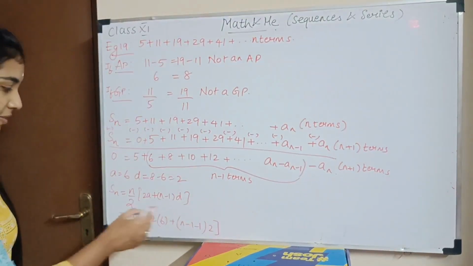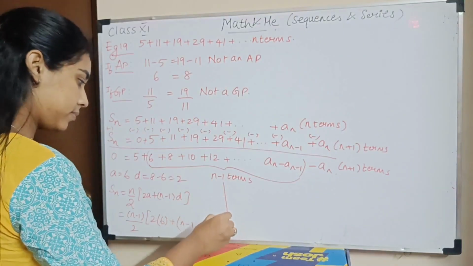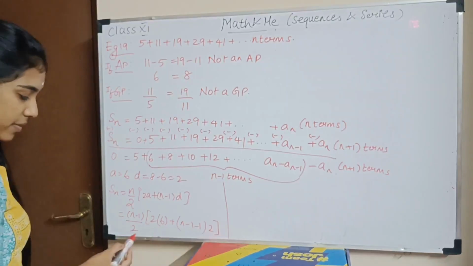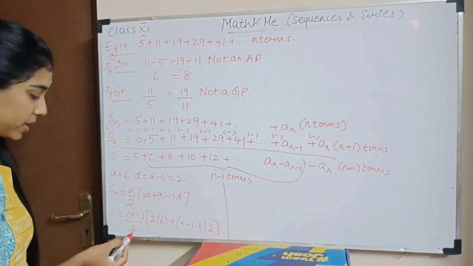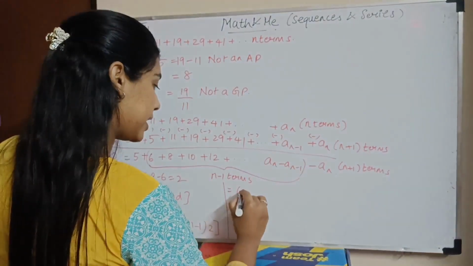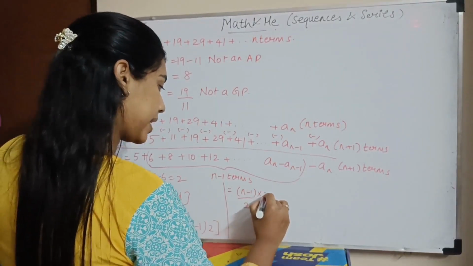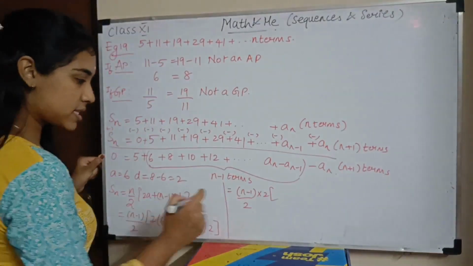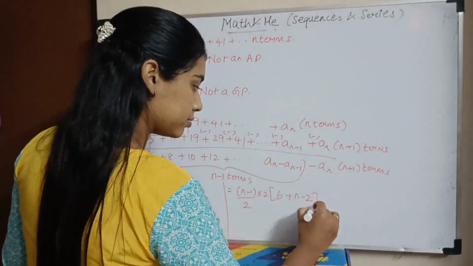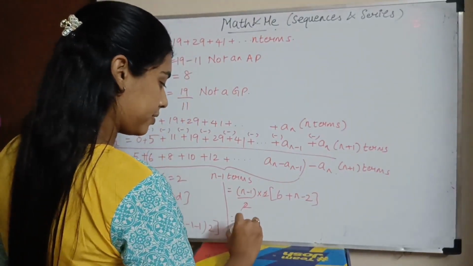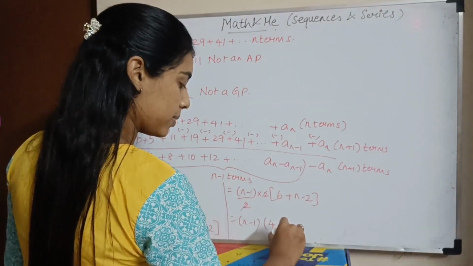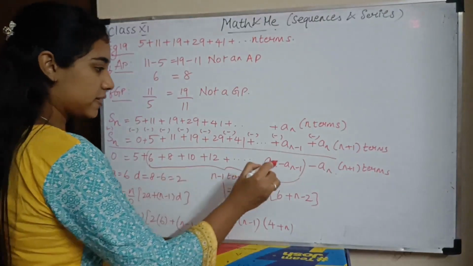Okay. So when I simplify this, what will I get? I'm going to take this 2 outside. You see, I have a 2 here, I have a 2 here. Because I have a 2 outside, which is in the denominator, I can cancel these 2's. So I have n minus 1 divided by 2 times 2. I'm left with 6 plus n minus 2. So I have n minus 1 times 6 minus 2 is 4. So I have 4 plus n. So this is this summation.